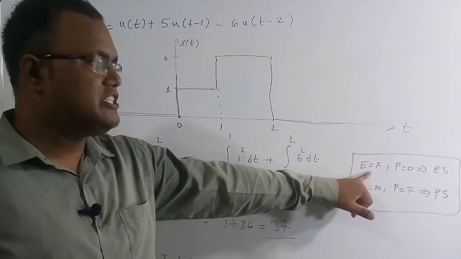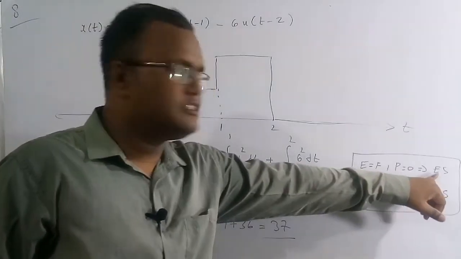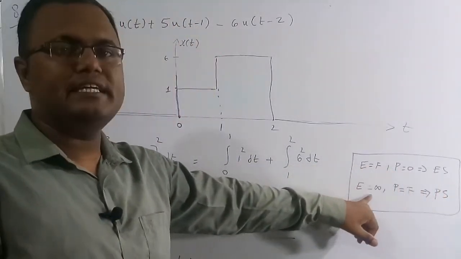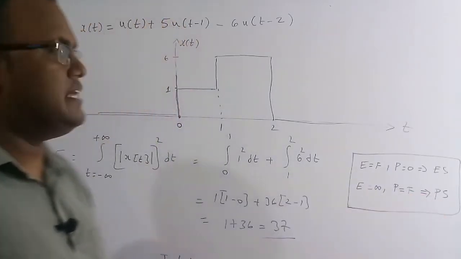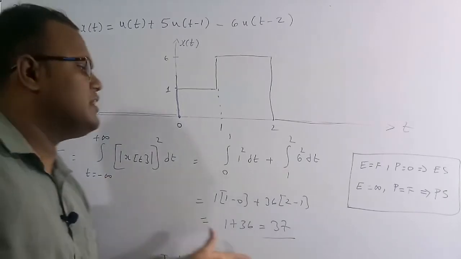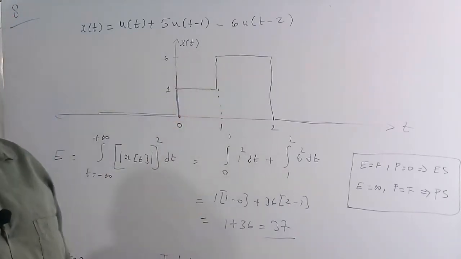See, if the energy is a finite value and the power is 0, then we say that signal is said to be an energy signal. And if the energy value is infinity and the power has a finite value, then we say that this signal is said to be a power signal. And if you see carefully, the energy value is finite and the power value is 0. We can conclude that this signal is said to be an energy signal.